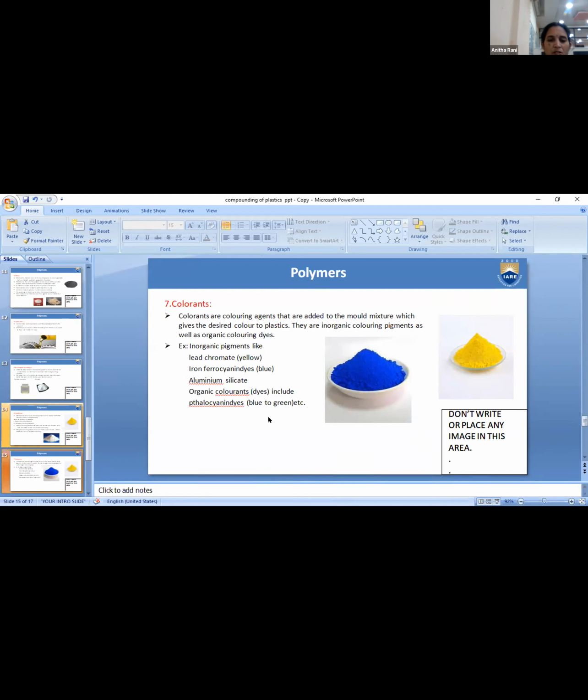I give some examples, students, here. Inorganic pigments are like lead chromate, yellow color. Iron ferrocyanide dyes, this is blue color. I gave two colors here. So aluminum silicate. And organic dyes like phthalocyanine dyes, we get blue to green color. So these are the colors we are using to get a desired color in the plastics. So this is about compounding of plastics.